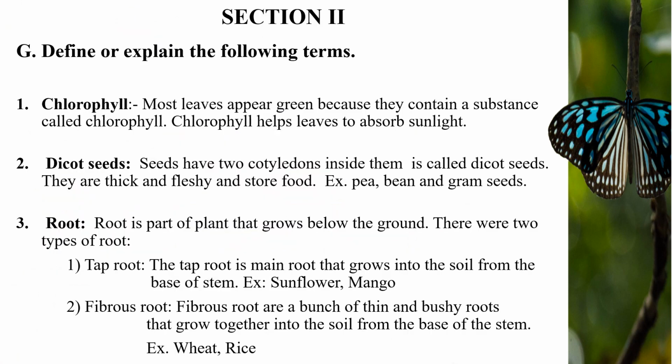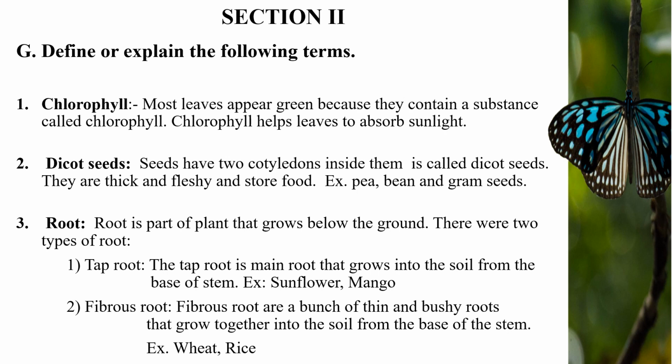Define or explain the following terms. First, chlorophyll. Most leaves appear green because they contain a substance called chlorophyll. Chlorophyll helps leaves to absorb sunlight. Second, dicot seeds. Seeds have two cotyledons inside them. It's called dicot seeds. They are thick and fleshy and store food. For example, pea, bean and gram seeds.